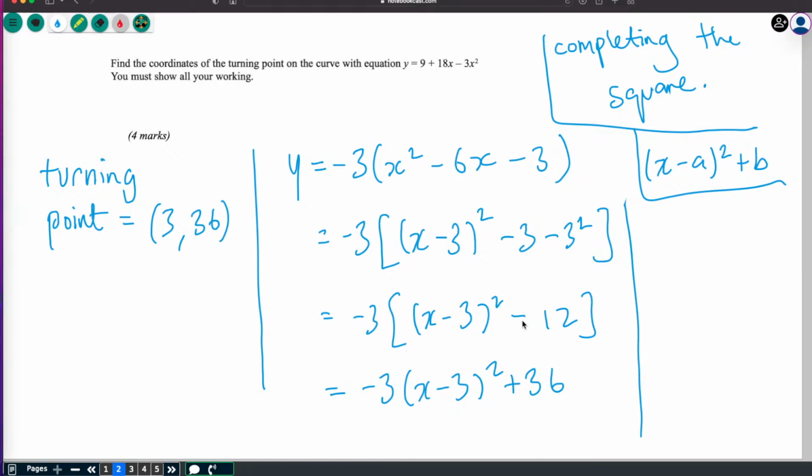Have I made a mistake? People are saying negative 36. Why are you saying negative 36? Let's get to the bottom of this.